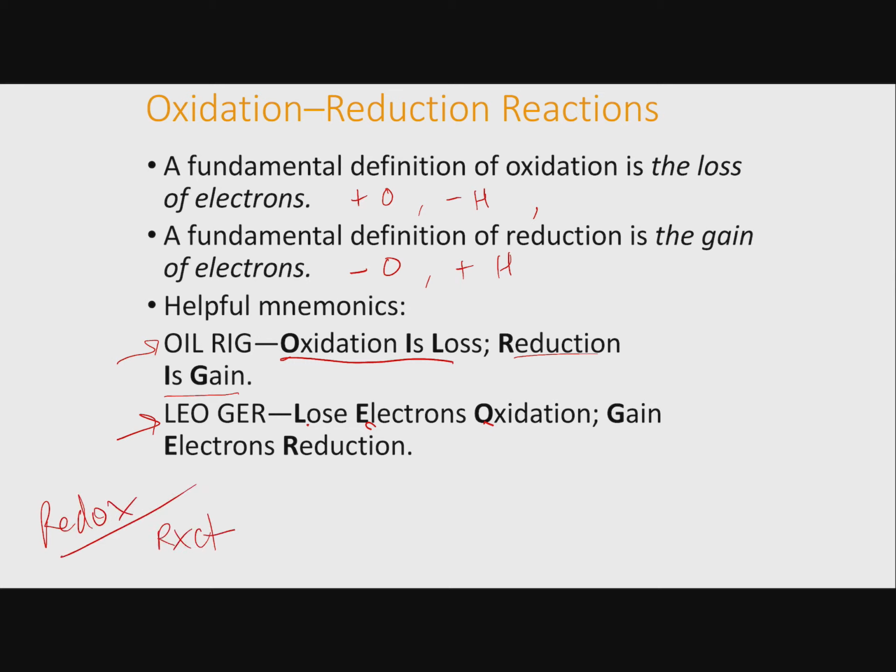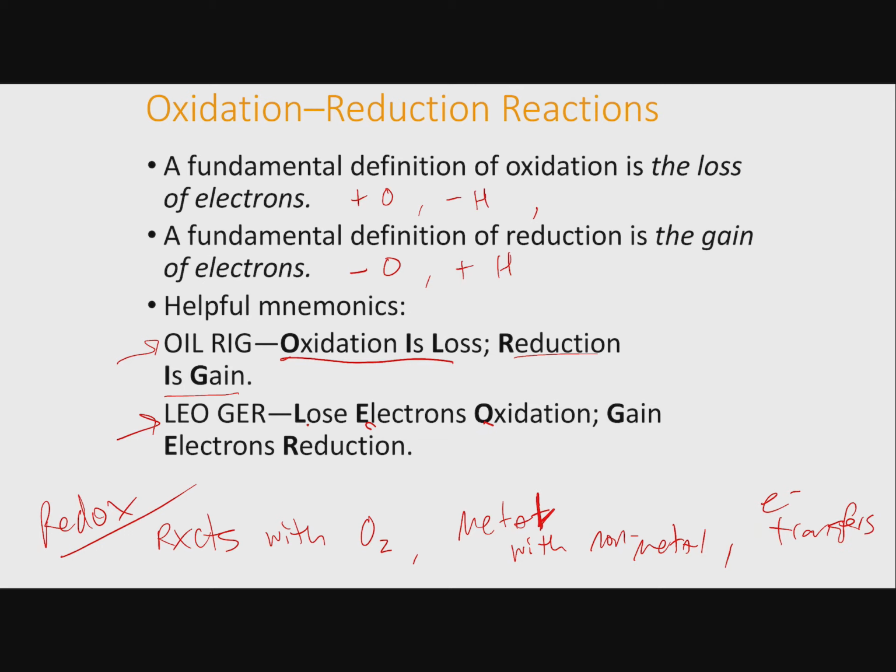Reacts with elemental oxygen, a metal with a nonmetal. These are going to be redox reactions, or just electron transfers.